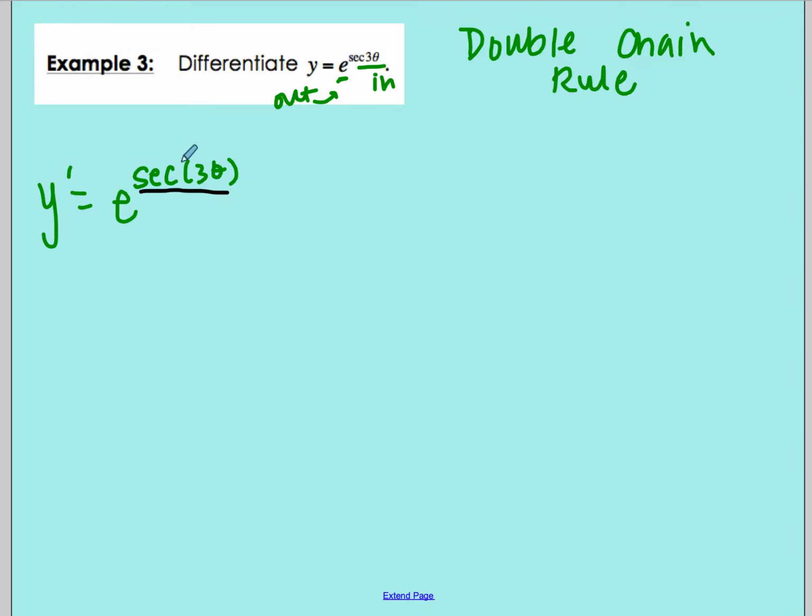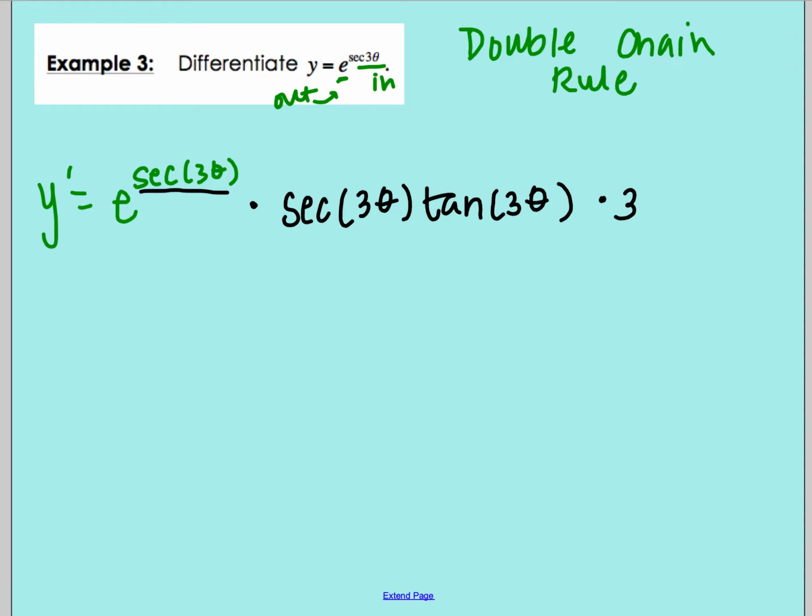Well, this is actually another chain rule because my outside is secant and my inside is 3 theta. So what I'm going to do is take the derivative, or chain rule, again. What is the derivative of secant? The derivative of secant is secant tangent. So it'd be secant with our original inside, 3 theta, tangent with our original inside, 3 theta, times the derivative of this inside. The derivative of 3 theta would just be 3.